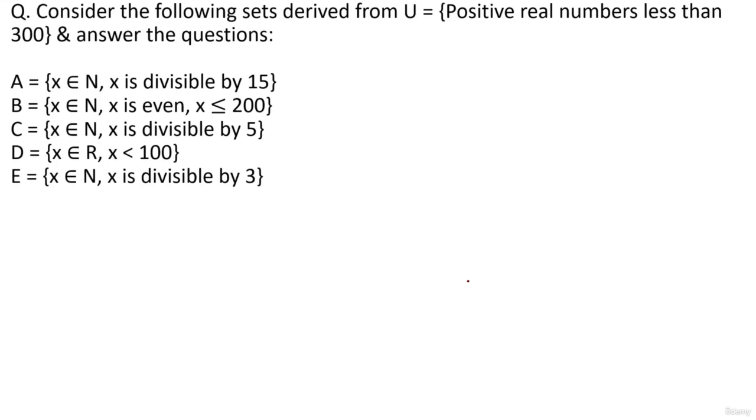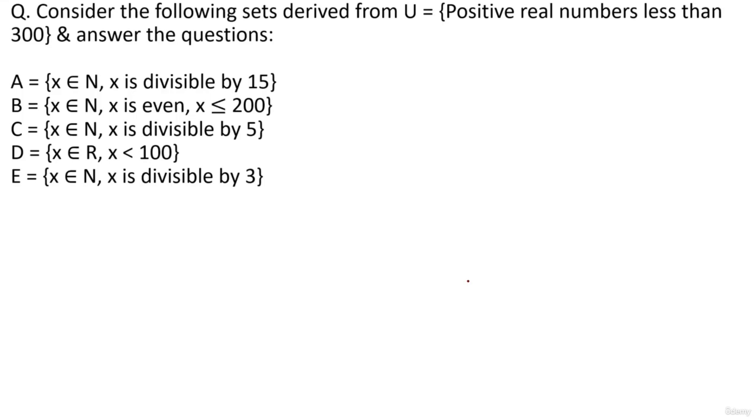Okay. So we go on to solving some questions now. The first part we solve is, consider the following sets derived from U, that is positive real numbers less than 300, and answer the questions. Okay. So we have the universal set U, which is positive real numbers less than 300.